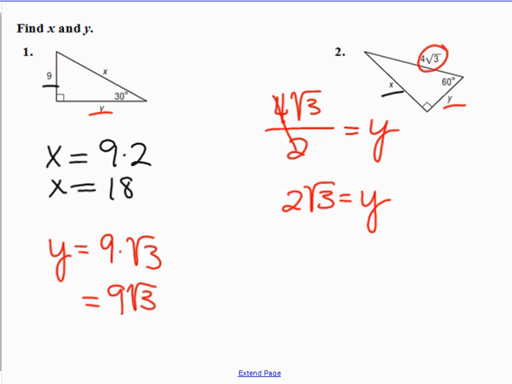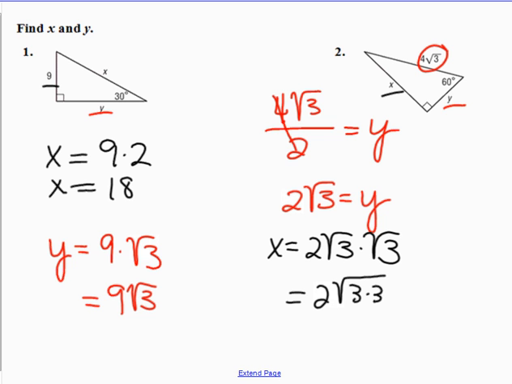So now in order to figure out the long leg, we have to multiply the short leg by radical 3. So x equals the short leg times radical 3. So if we do that together, we've got 3 times 3, which is a pair, so we're going to bring it out. 2 times 3, x is 6.